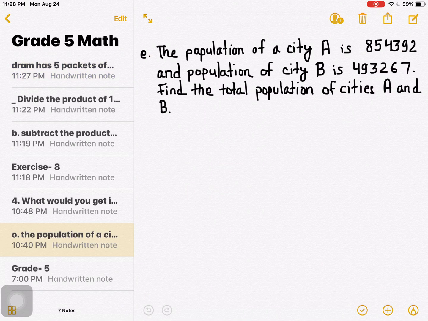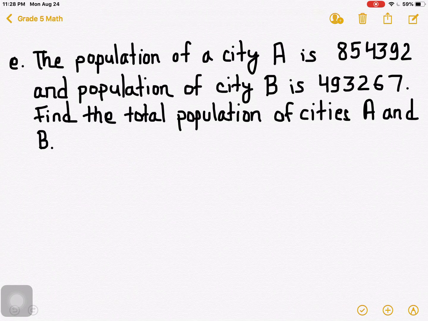The population of a city A is 8,54,392. And the population of city B is 4,93,267. Find the total population of cities A and B. Okay, find the total population of cities A and B.